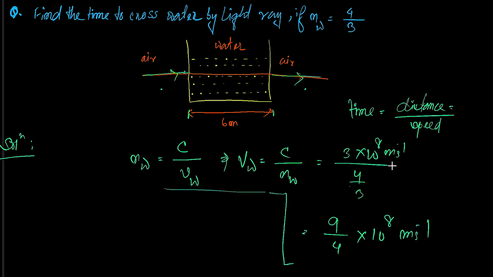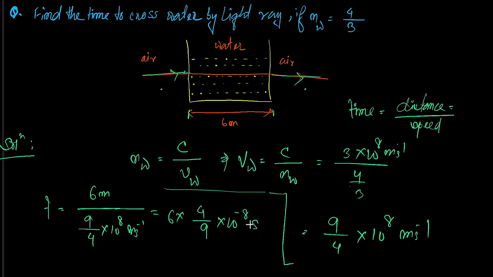Right or wrong? Now you have to find the time. We will represent the time by t equal to distance over speed. The distance given is 6 meter, and the speed we have got is 9 by 4 into 10 to the power 8 meter per second. If you solve it, what is going to be there? 6 into 4 by 9 into 10 to the power minus 8 second. Solving, 3 twos are 6, 3 threes are 9, that means 8 by 3 into 10 to the power minus 8 second.